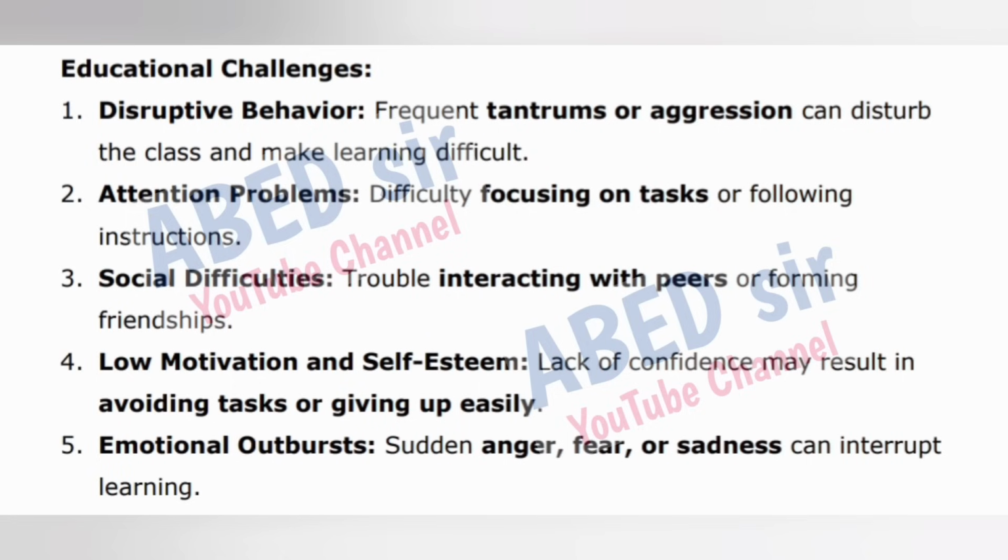Educational challenges. 1. Disruptive behavior. Frequent tantrums or aggression can disturb the class and make learning difficult. 2. Attention problems. Difficulty focusing on tasks or following instructions. 3. Social difficulties. Trouble interacting with peers or forming friendships. 4. Low motivation and self-esteem. Lack of confidence may result in avoiding tasks or giving up easily. 5. Emotional outbursts. Sudden anger, fear, or sadness can interrupt learning.